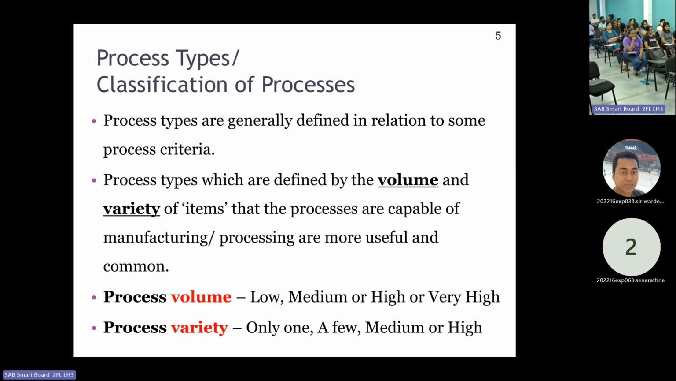What do we mean by process volume? That's the size of the output we get from the process. Production quantity. Are we going to produce only a limited quantity, that is low volume, or moderate quantity, moderate volume, or high volume, or extremely high volume? In that way, we can divide processes: low quantity, medium quantity, high quantity, and extreme. That is one criterion, process volume, and it is easy to understand.